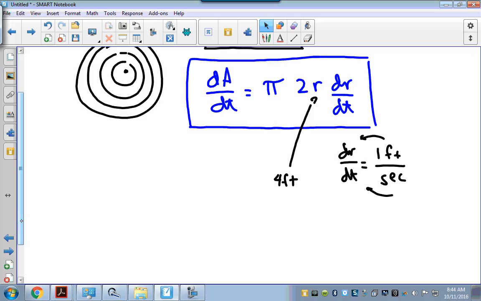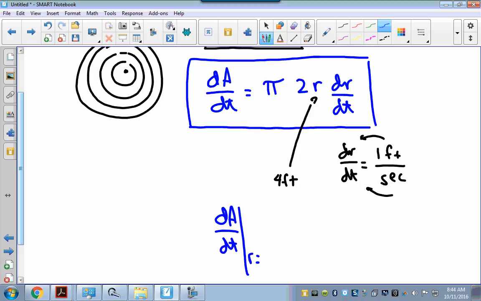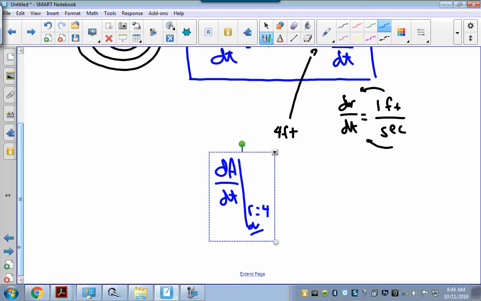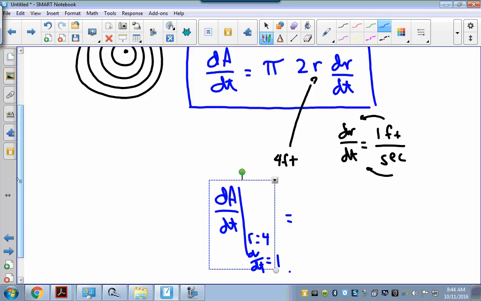Well, this is just a plug and chug type of thing. dA/dt, when r is equal to 4 and dr/dt is equal to 1, will work out to be 4 feet.